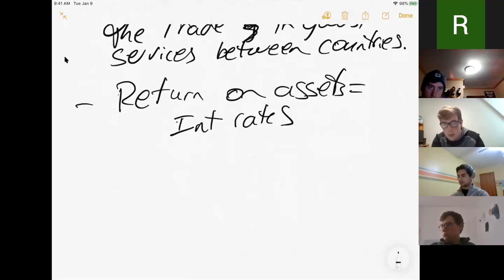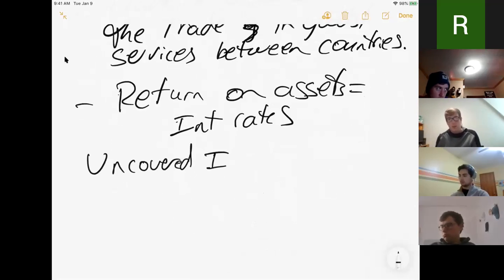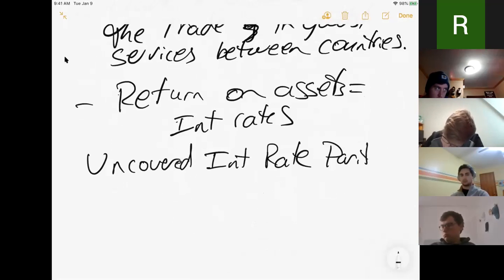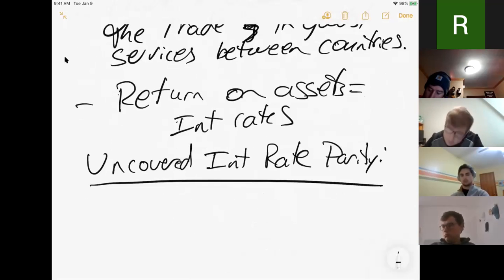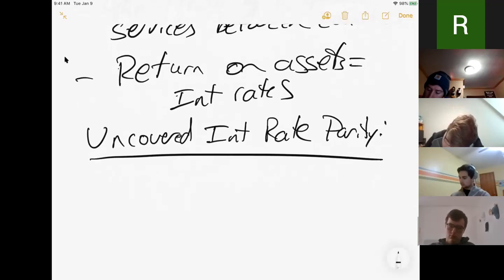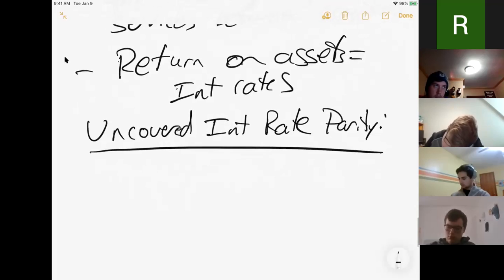Well, really the theory that we have to explain this is a simple one. Called uncovered interest rate parity. We're back with this word parity again, which probably gives you some insight into what we're going to focus on here. Right, what is uncovered interest rate parity?